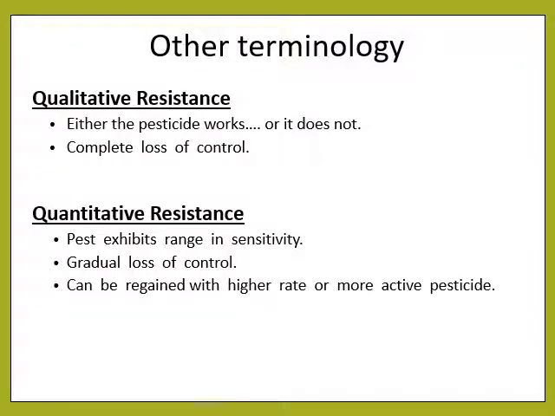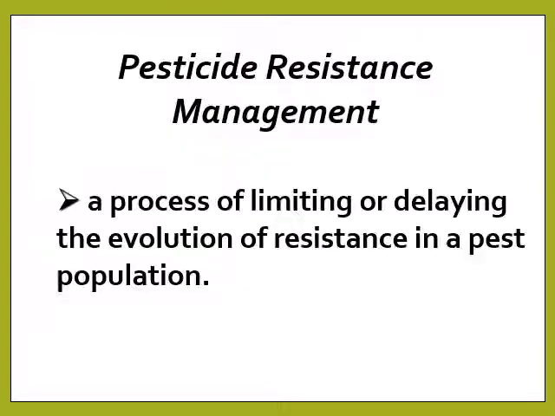Other terms you may come across include qualitative resistance. Qualitative is single gene and it's yes or no, either it works or it doesn't. So basically, if you have qualitative resistance, it just doesn't work. There's no control. With quantitative resistance, there's going to be a range in sensitivity, more gradual, and you might be able to increase a rate or do a mixture to combat it and still control individuals that have quantitative resistance.